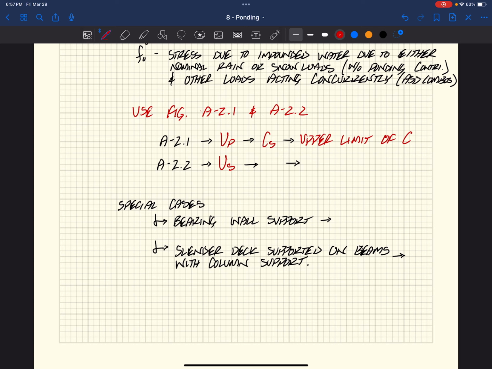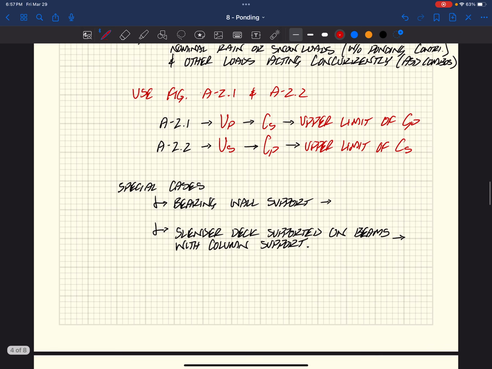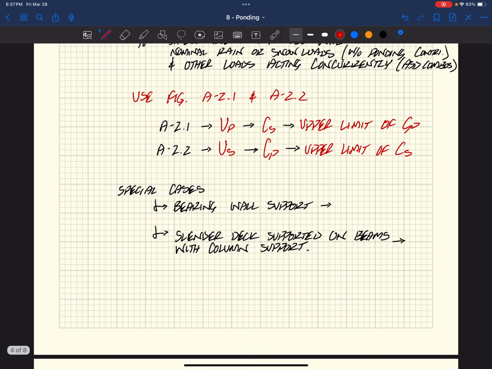of CP, right? With US, utilizing CP, we get the upper limit of CS, right? And then we look at the CP and CS that we have, and we verify that we don't exceed this upper limit. And sometimes the upper limit might be exceeded for CP, but not for CS, right? What does that mean? Well, that means you need to go back and redesign the framing.